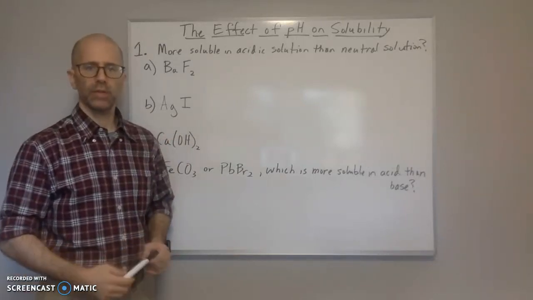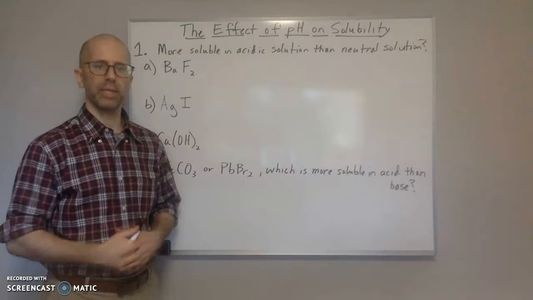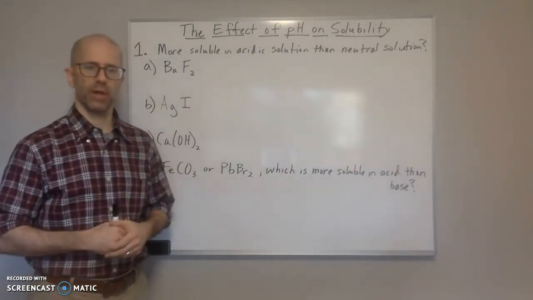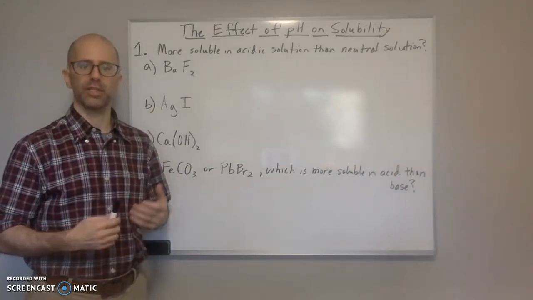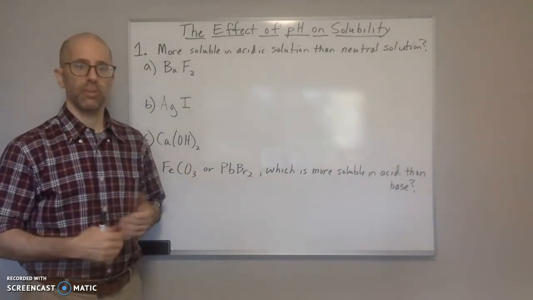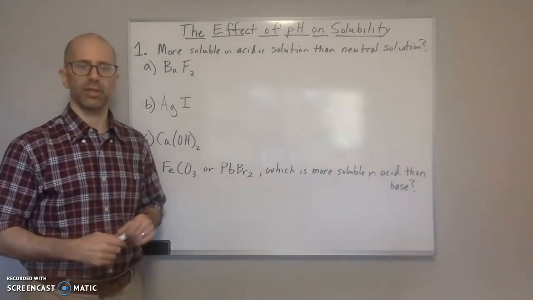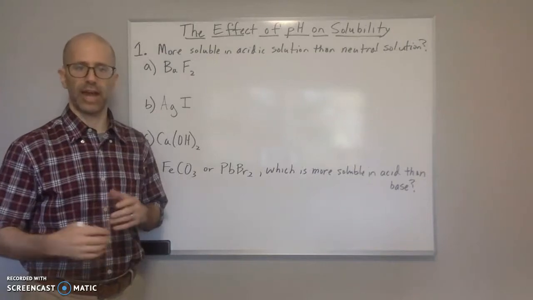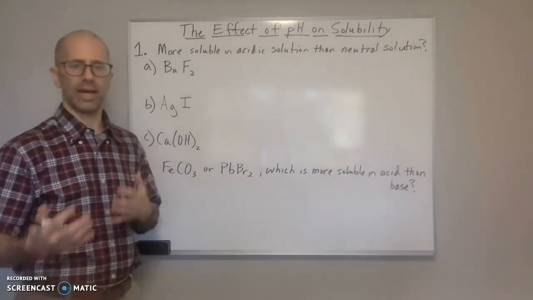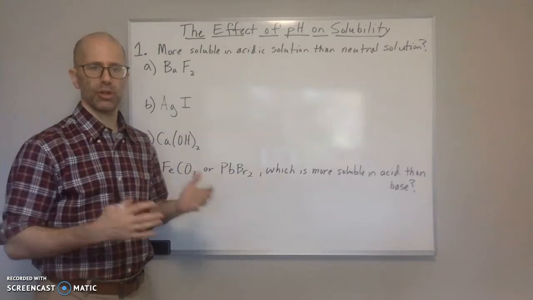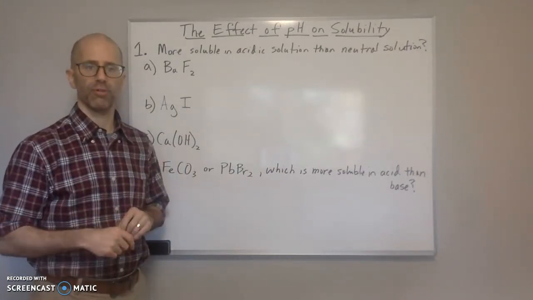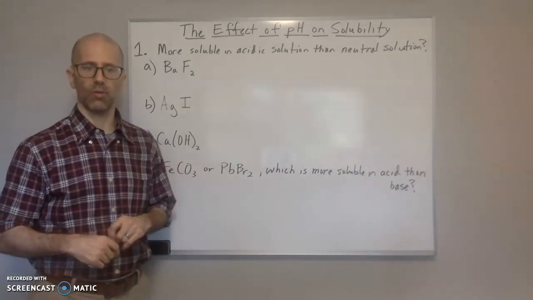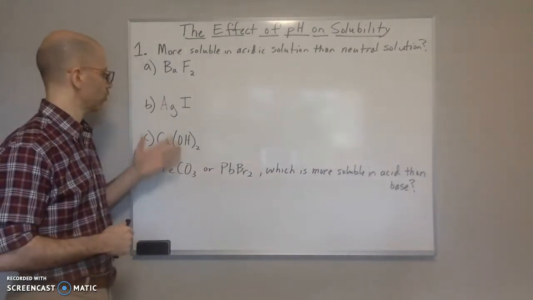My name is Mr. Cobalt, and in this video I'm going to be going over the effect of pH on the solubility of salts. The reason pH would affect the solubility of a salt is because one of the ions is a base or an acid, a conjugate base of an acid or a conjugate acid of a base. So if you have it in either acidic solution or basic solution, that could drive the solubility one way or the other, depending on what you have. So let's go over some examples.